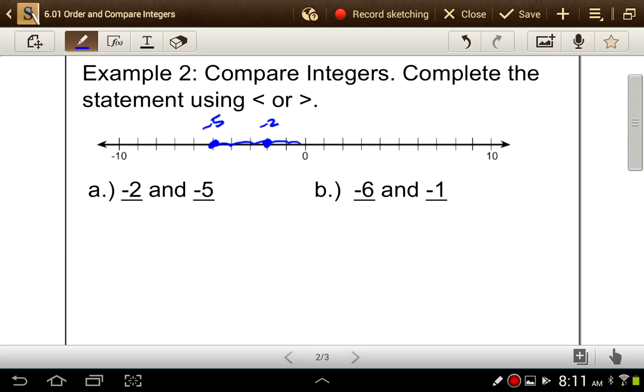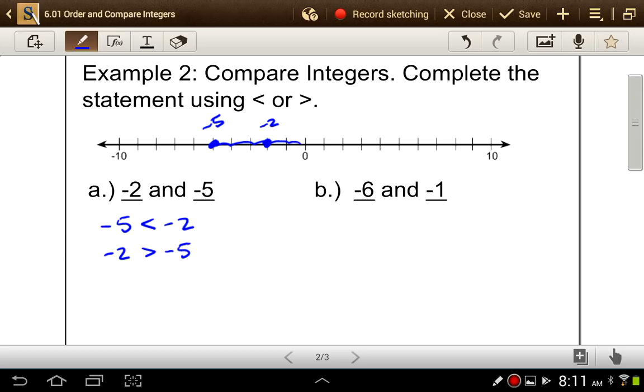Now I'm going to complete my statement, and I'm going to write it both ways. Numbers on the left are less than numbers on the right. So I can say that negative 5 is less than negative 2. Numbers on the right are greater than numbers on the left, so I could also say that negative 2 is greater than negative 5. Either of those answers would be correct.